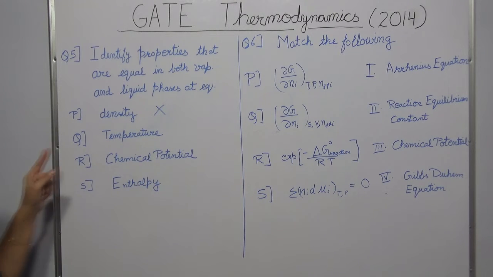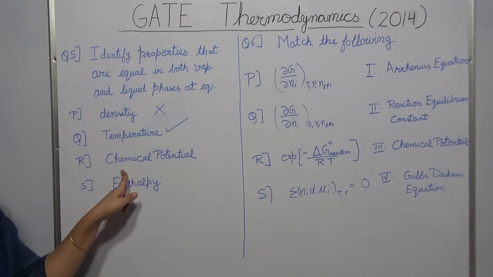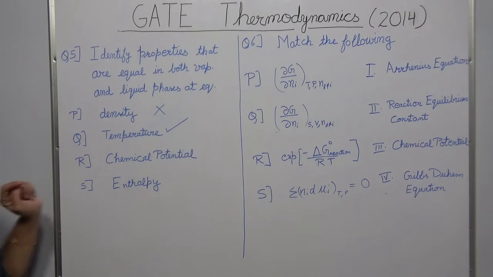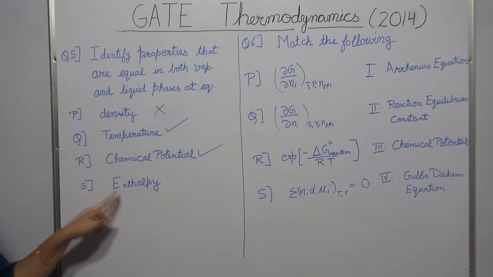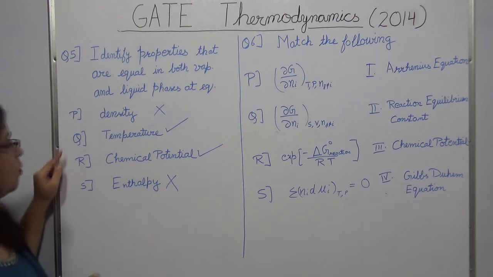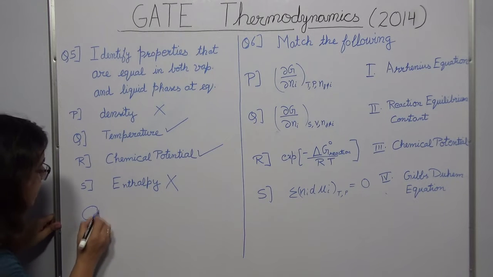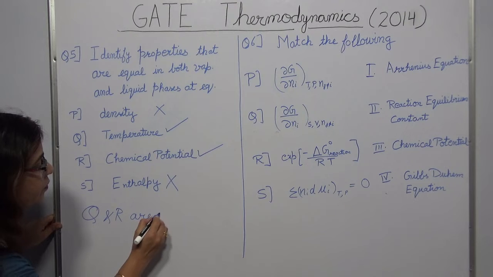Temperature. For thermal equilibrium, the temperature should be equal in both the phases. So this is right. Chemical potential. Of course, for chemical equilibrium, your chemical potential should be equal in both the phases. Enthalpy, that is not the same in both the phases. So it was a straightforward problem. Just tick the answer in which they said Q and R are correct.